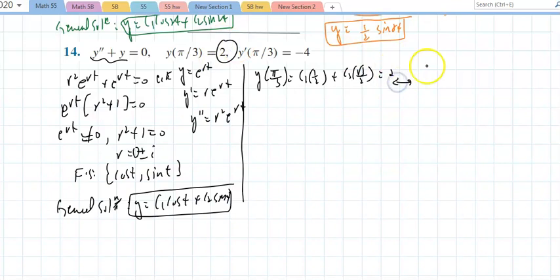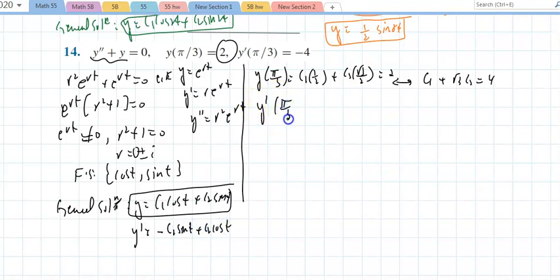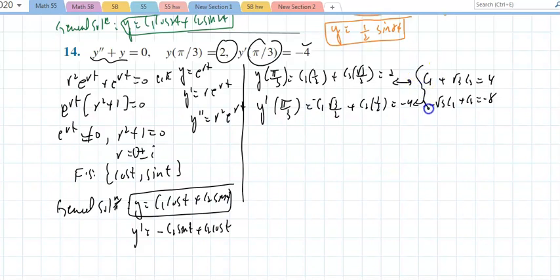Which means c1 plus radical 3 c2 equals 4. And if I take a derivative of this, y prime would be negative c1 the sine of t plus c2 the cosine of t. And if I take y prime of pi over 3, again right there, that would be c1 times radical 3 over 2, but that's negative, plus c2 times 1 half, and that equals negative 4, which indicates negative radical 3 c1 plus c2 equals negative 8. So I have a system of equations.